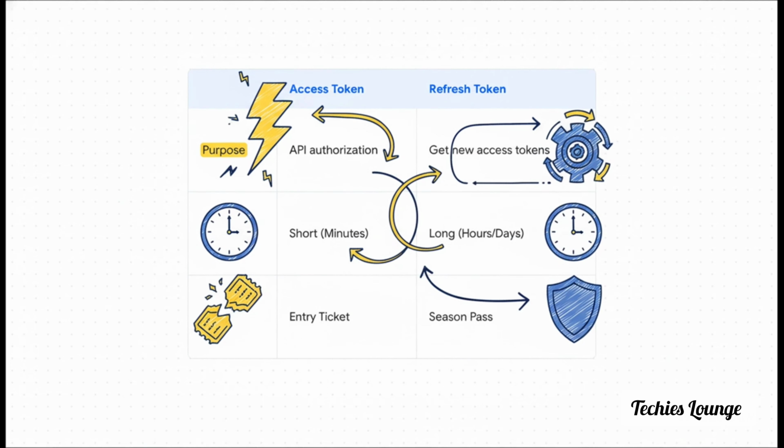So when you put them side by side, it's super clear, right? They have very different jobs. The access token is your short-term pass to actually get stuff done, like making API calls. The refresh token, on the other hand, is your long-term key to prove you're still you so you can stay logged in. They're not interchangeable at all. They're a team and they work together perfectly.